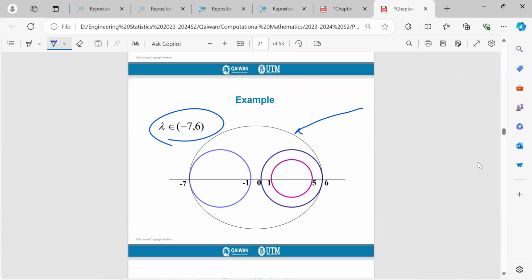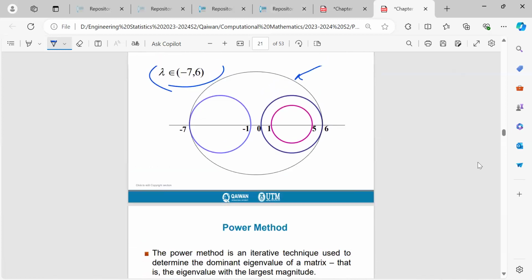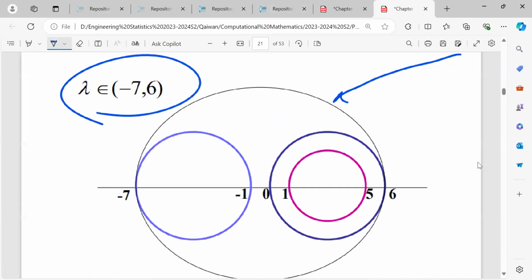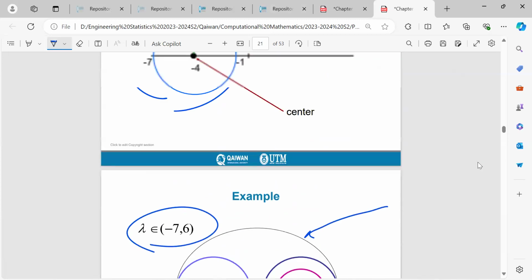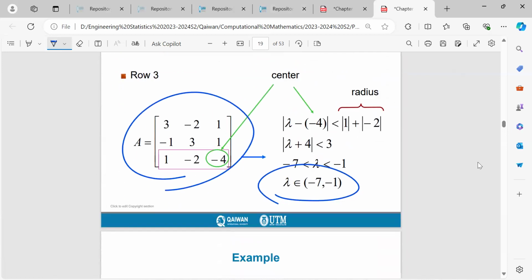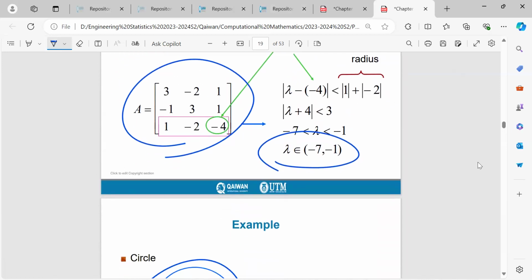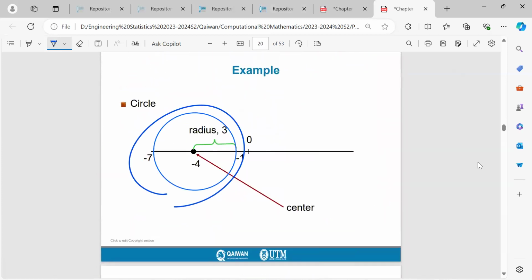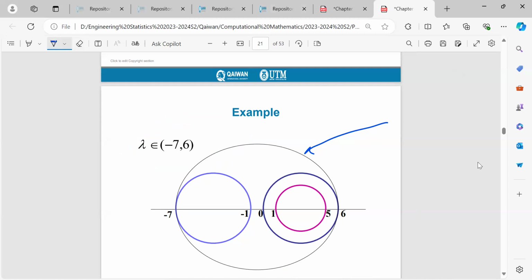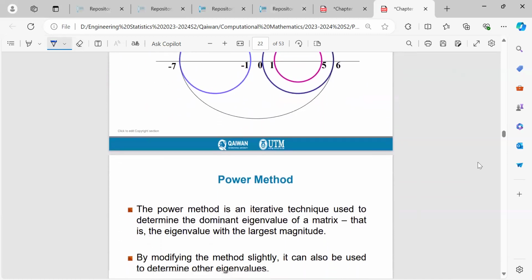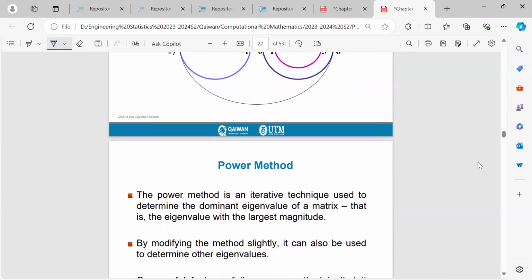That's the Gershgorin theorem. In the Gershgorin theorem, we just need to find a region for the eigenvalues. We find a region for each and union all to get the region for all eigenvalues. So all eigenvalues of this matrix must be in this region, -7 to 6. Okay, all the eigenvalues for the given matrix are in this region. This is about the Gershgorin theorem. We have two more methods for the next lecture.